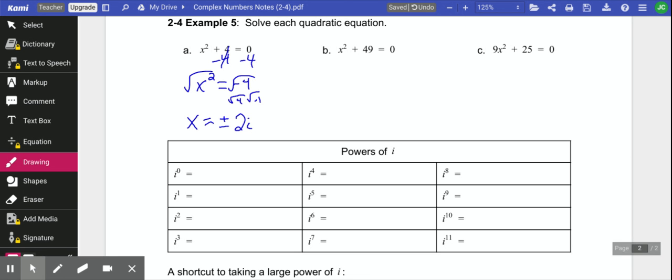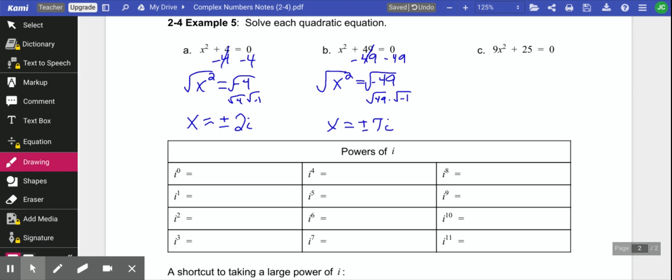Okay, we're going to do the same thing over here. We're going to start by subtracting 49 from both sides. So we have x squared equals negative 49. We'll take the square root of both sides. Anytime you introduce the square root, you're going to need plus or minus. And so we get root 49 times root negative 1, so plus or minus 7i.